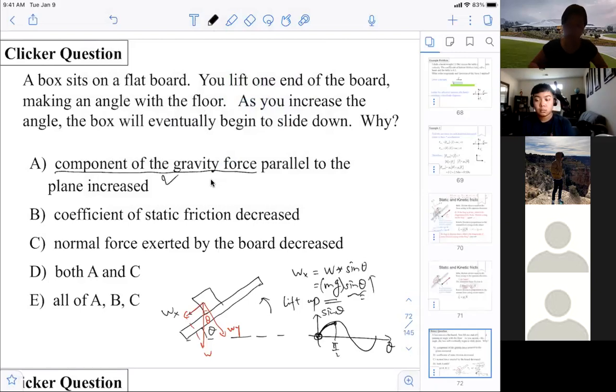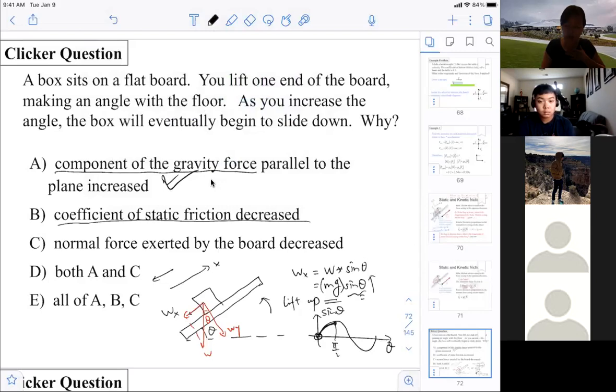So A is correct, and it contributes to why it's sliding down, because whether it slides down or not is a competition between the force going down and the force going up. This one is going down and getting stronger. That is part of the reason it begins to slide down. Let's see if any of the other ones is correct.